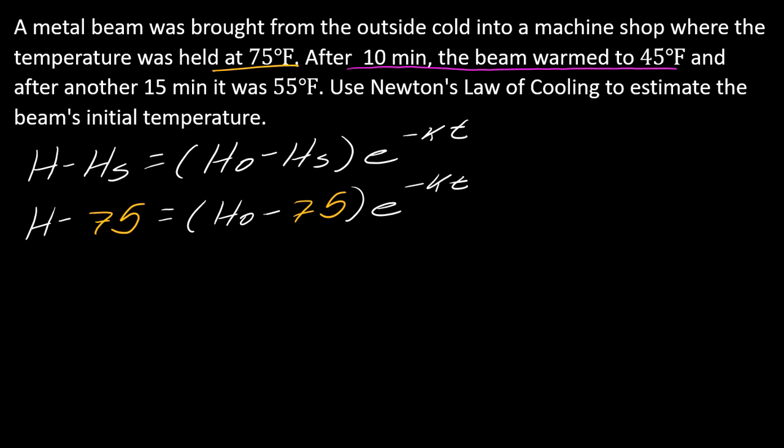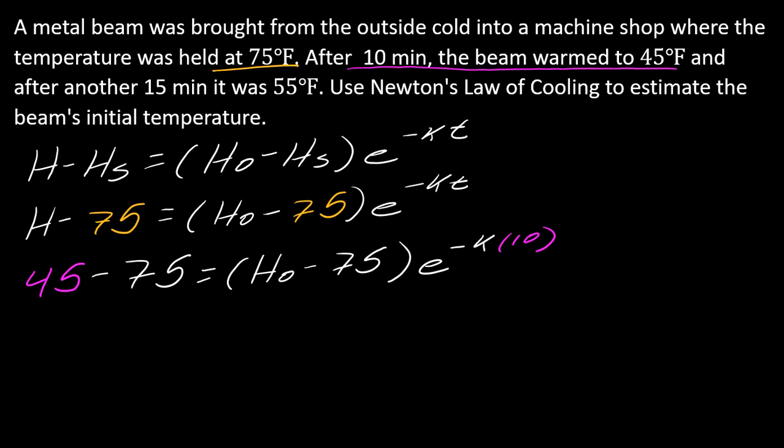So the next thing that we want to think about is this 10 minutes, warm to 45 degrees Fahrenheit. So where is that going to fall into this? Well, 10 minutes has to refer to the time, and then 45 degrees is referring to the temperature, like the temperature of the beam now. So if I plug that in, here's how all of that information is going to line up.